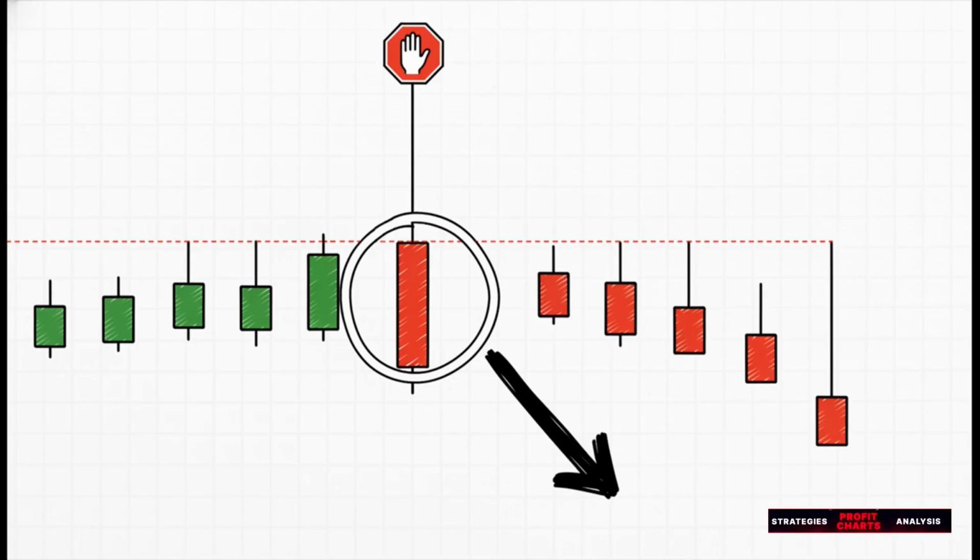That is a textbook shooting star. If you entered near the close of that candle with your stop just above that high, you would have been perfectly set up for the huge drop that came next. This is the pattern playing out exactly like it's supposed to.